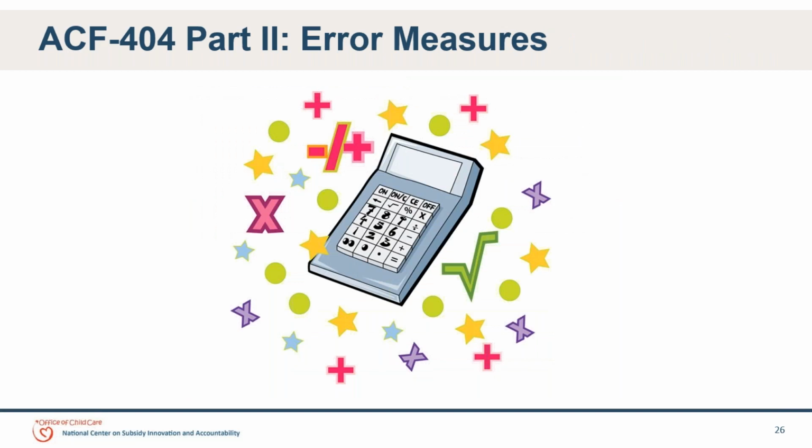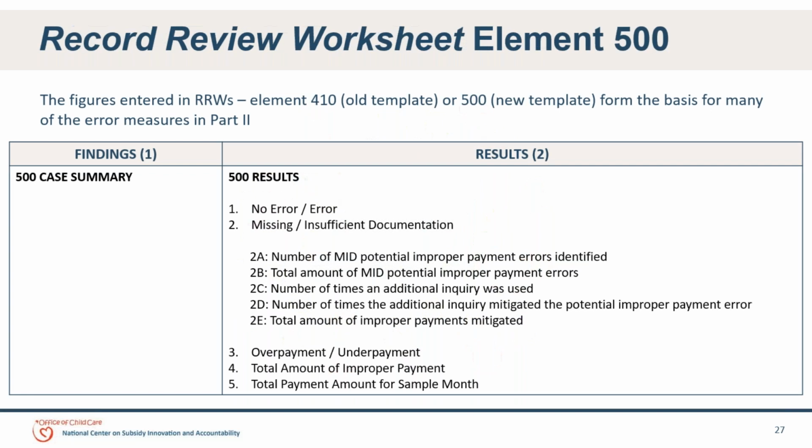Part 2 of the 404 report is the error measures. And in order to understand the error measures, we need to take a step back from the 404 report and consider the record review worksheet, because the information that's entered in the case summary of the record review worksheet forms the basis for most of the error measures in this part 2. What exactly you'll be looking at depends on whether you're using the old record review worksheet template or the new one. If you're using the new template, it's in element 500. If you're using the old one, it's in element 410, column 4.